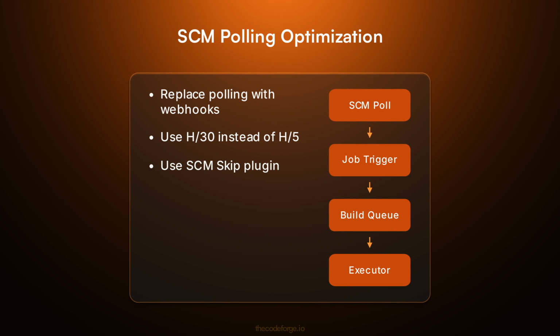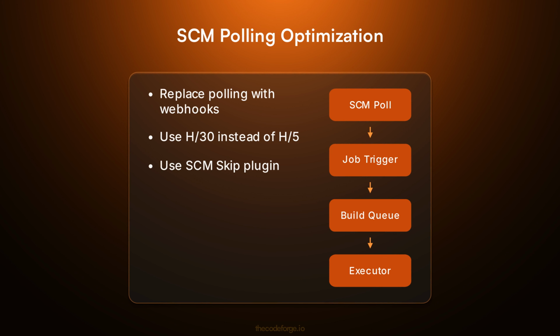SCM polling is a major source of load. Use webhooks to trigger builds only on changes. If you must poll, use H/30 or higher to avoid thundering herds.